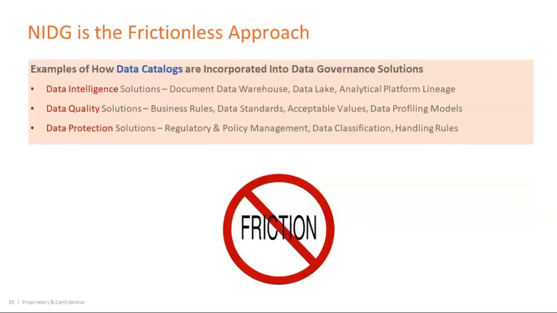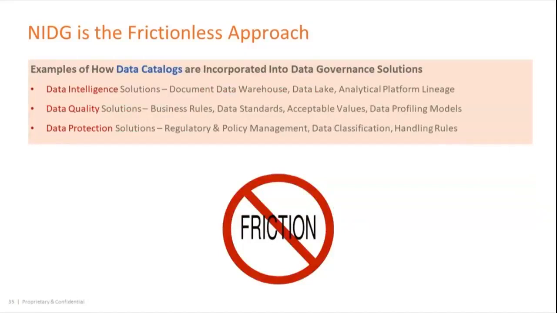So what I'd like to wrap up before I turn this back over to John is just to talk to you real quickly about how organizations are using data catalogs and how they're incorporating those into the data governance solutions. So in the data intelligence solutions, people are documenting the resources that they're applying and investing in, documenting the data warehouse, the data lake, whatever analytical platforms you're building. If you're doing data quality, organizations are using data catalogs to formalize your business rules and your standards and your domains or acceptable values. In protection solutions, documenting and recording the information about how the data can be handled and how the data is classified is very important.